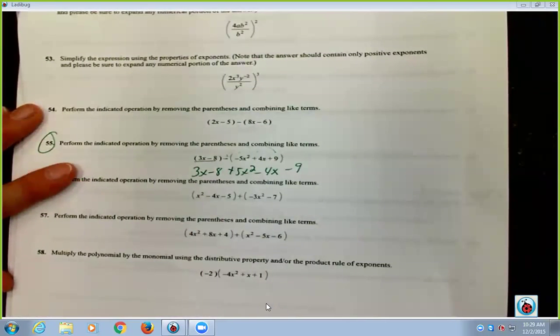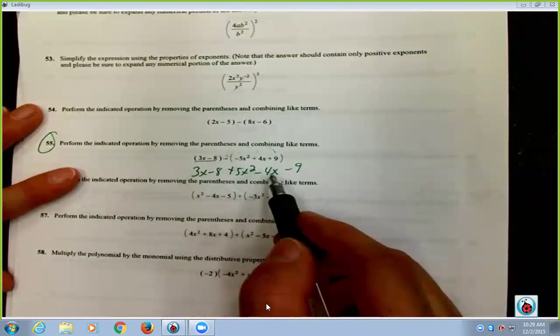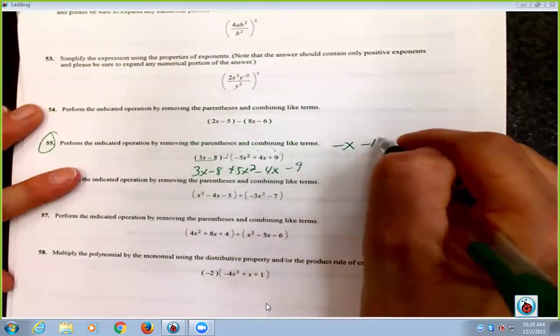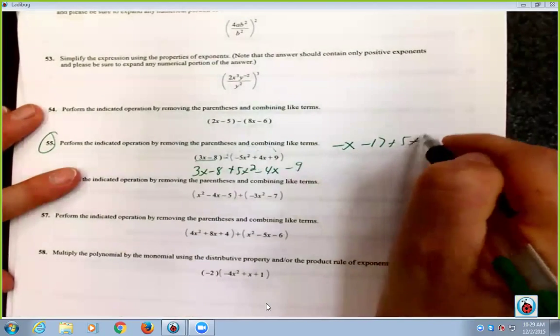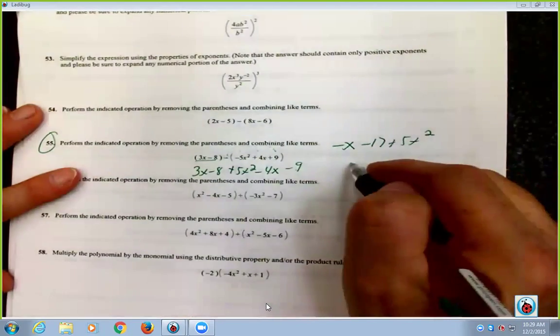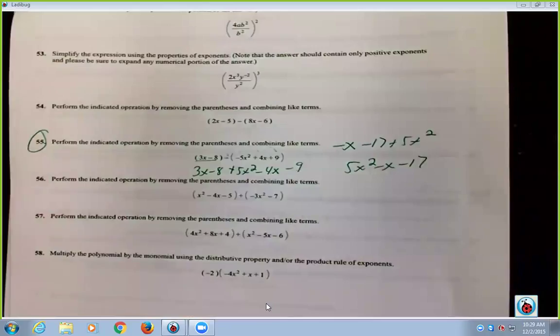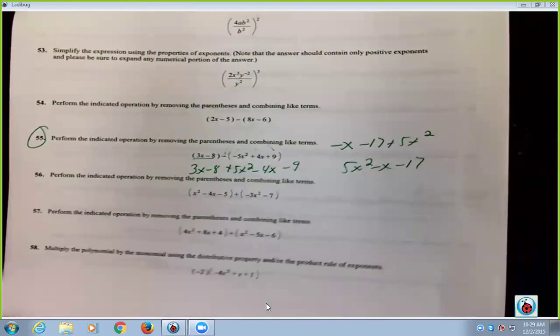And then it's combining like terms. So 3x and a negative 4x is a negative x. Negative 8 and a negative 9 is a negative 17. And the 5x squared just comes along. But you want to write these in descending order. So 5x squared minus x minus 17 would be what you'd write for your answer. Okay. Does that help you out with what you need to do? Okay. And then you get a multiplication, which is just plain distribution.